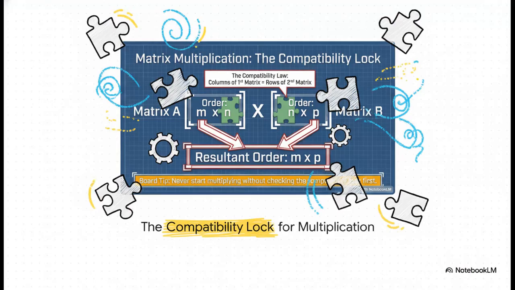Okay, before you even attempt to multiply 2 matrices together, you have to pass a really strict compatibility test. Think of them like puzzle pieces locking together. Step 1, look at the columns in your first matrix. Step 2, look at the rows in your second matrix. Step 3, they absolutely 100% must match. If matrix A has n columns, matrix B must have n rows. If they don't lock perfectly, multiplication is literally impossible.